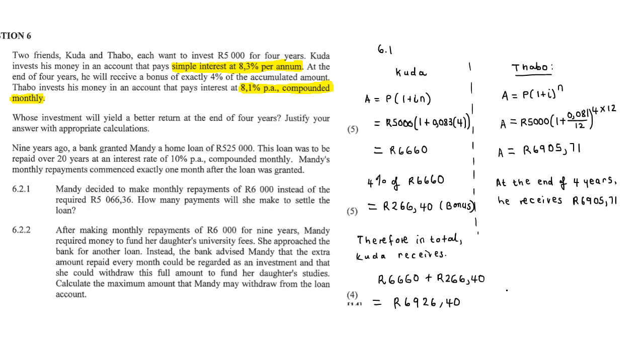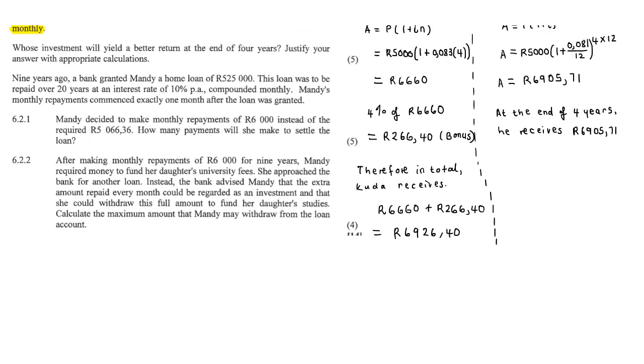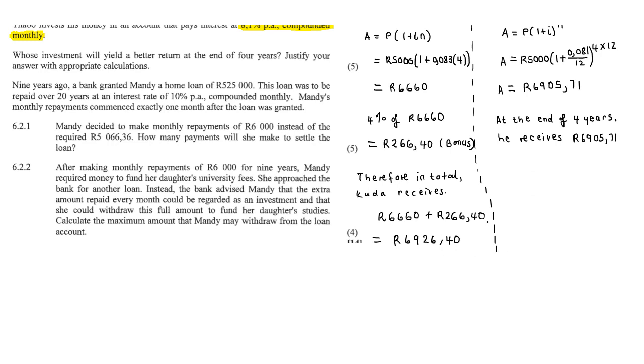6,926.40 Rand. Remember that we were not really asked for these amounts. We were asked to make a decision and to justify it. So we need to answer the question, whose investment yields better returns? Even though it's not by so much of a difference, 6,926.40 is greater than 6,905 Rand and 71 cents.